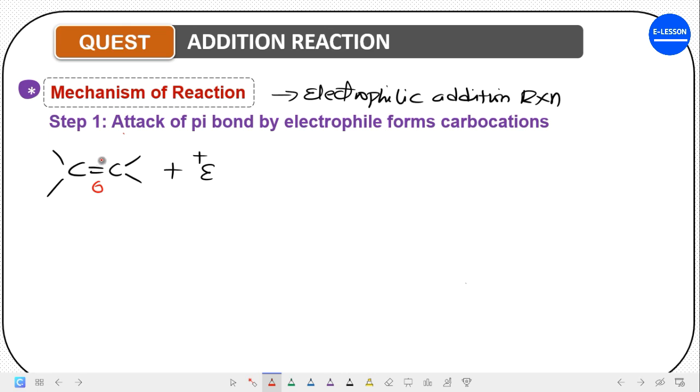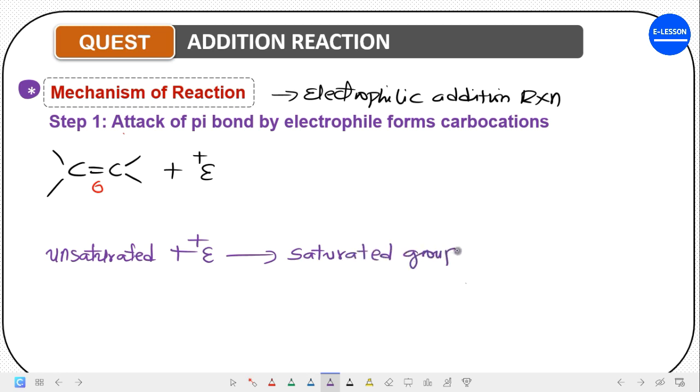Okay? So the first step of an addition reaction is this. Now, before we even talk about the first step, we are talking about an addition reaction where an electrophile attacks a double bond. Now, what are we expected to form at the end of the day? We are expected to form a saturated bond. So we can say that this reaction is usually between an unsaturated group, in this case an alkene, plus an electrophile to give a saturated group.